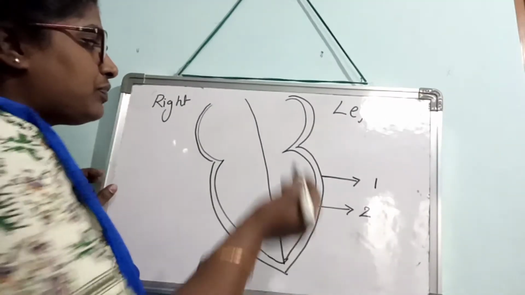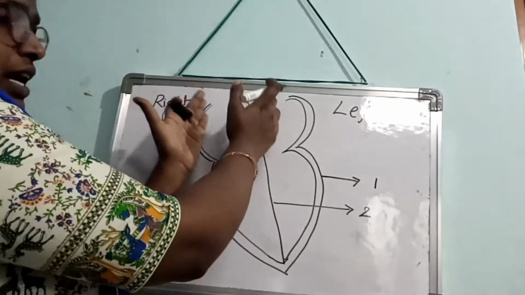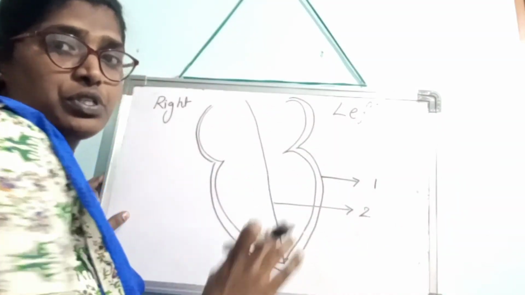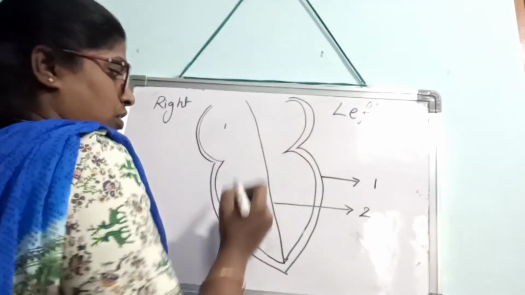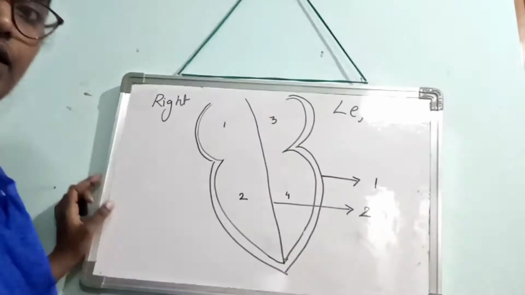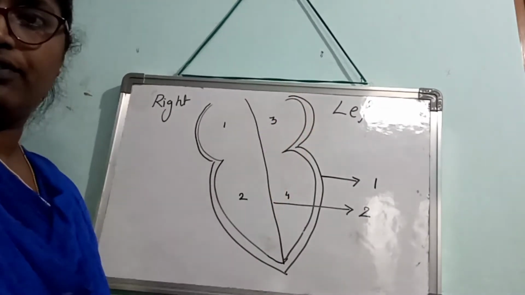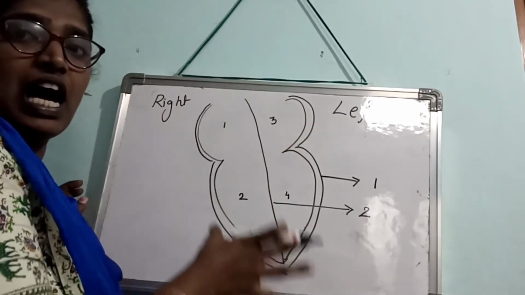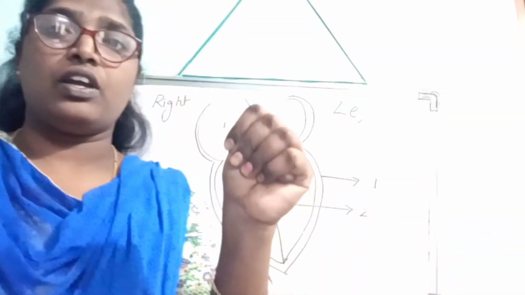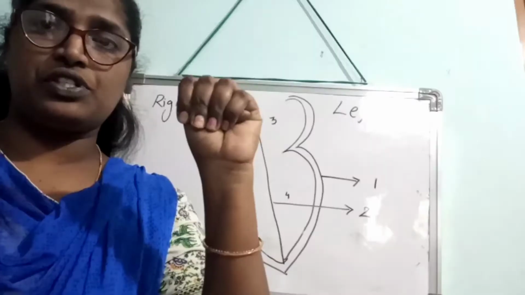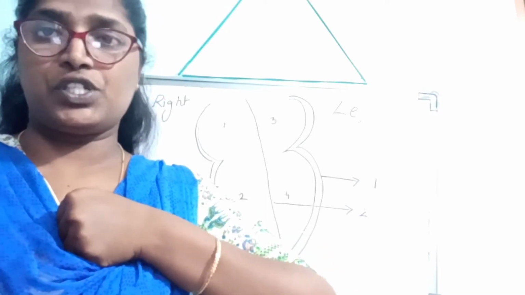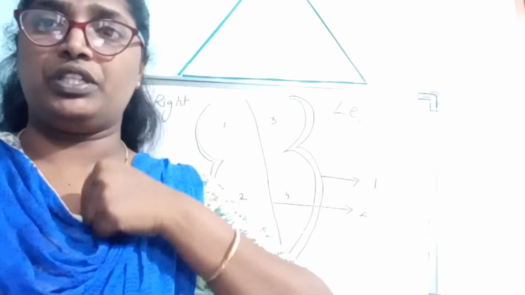Now, if you see the structure of the heart, it is divided into 4 chambers. This is chamber number 1, 2, 3, 4. Right side 1 and 2, left side 3 and 4. The shape of the heart is pear shaped. If you close your fist like this, it is the shape of your closed fist. Keep it on your chest, slightly towards your left side.